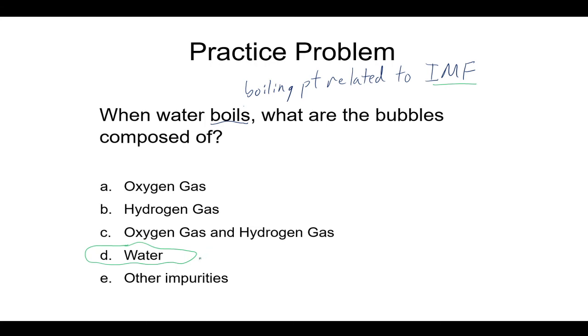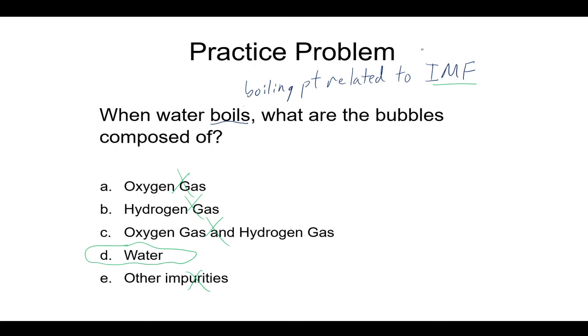We're still seeing water. It's not oxygen gas, it's not hydrogen gas, it's not both of them, it's not other impurities. We haven't done any chemistry here. This is just a physical change. And so it's still water that we're seeing. And of course, as those bubbles reach the surface and get released, we see this steam and this vapor that, again, is still water molecules. So we're not doing any chemistry there per se, just a physical change.